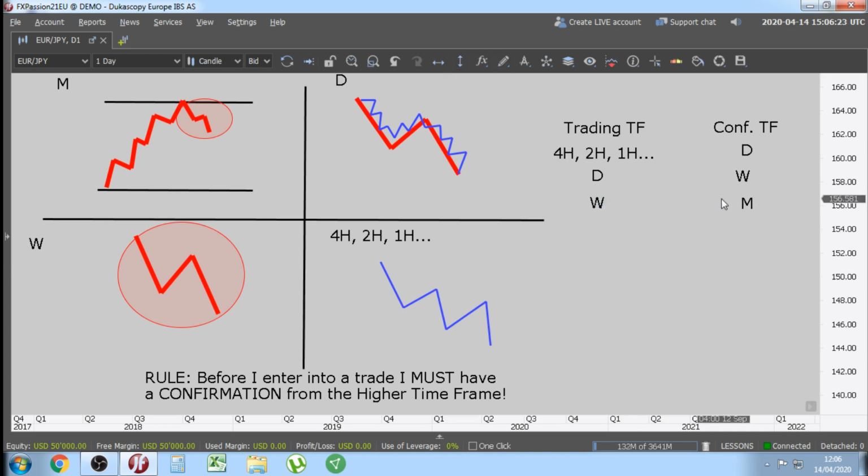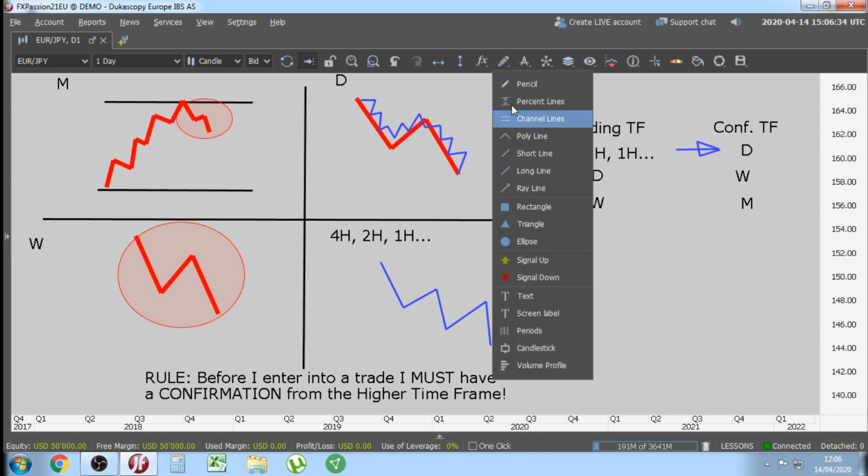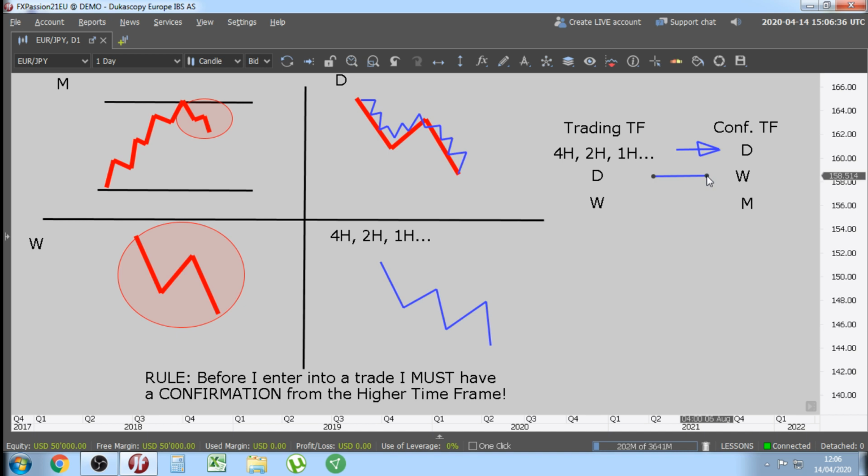You need to learn this and you need to remember this. Those are the rules. So Romar said that he entered from the 2-hour time frame. What time frame are we going to check first?